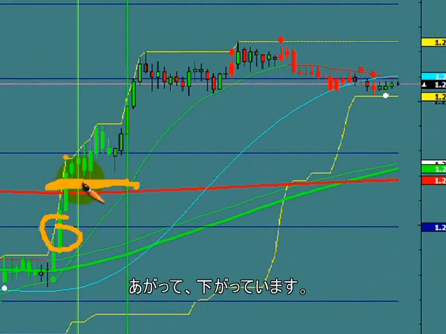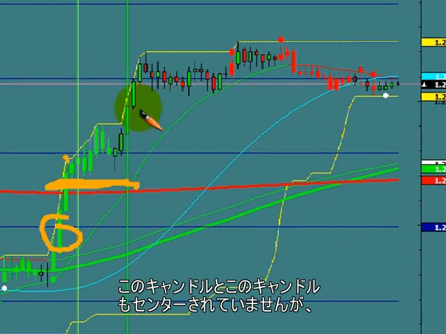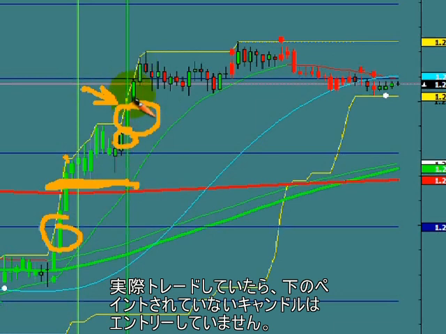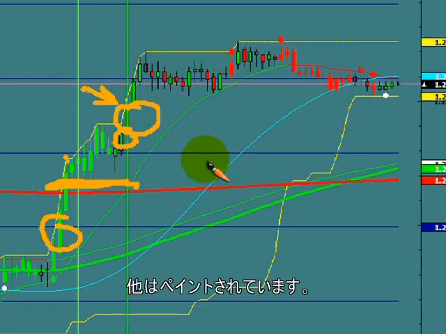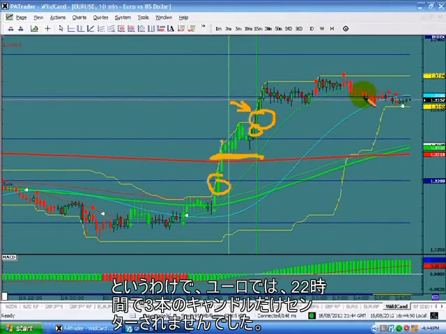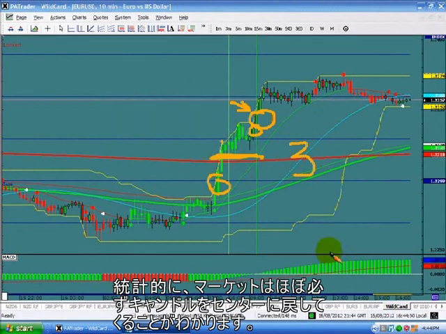Comes up, next candle comes down on it right there, all right? And then we're looking across here, and this one right here does not center, neither does this one. There's two candles there, but in this case there's no paint, so you would not be taking any trades in here, and then the rest of them do, all right? So out of 22 hours of trading on the Euro, there are three candles that did not center, all right? So you can see overwhelmingly the market centers, all right?